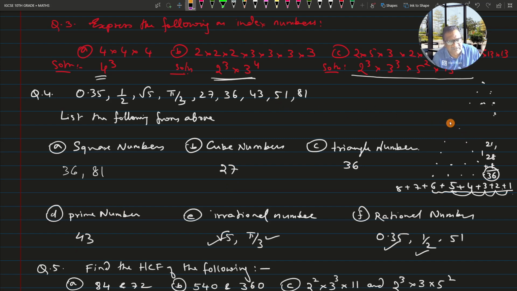Now 51. In which category will 51 come? It will come in rational number, because 51 is a pure natural number, and all natural numbers are rational. So 51 will come only in rational number. It cannot come in triangle number, cube number, or square number. And last is 81. Now 81 can come in the square number category, because 9 square is 81. So 81 I have put over here. This way all the numbers I have utilized and put in these categories.